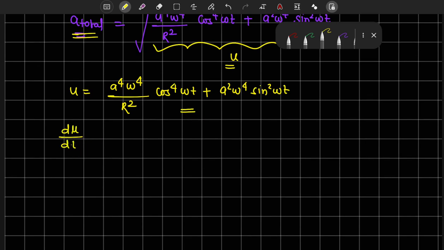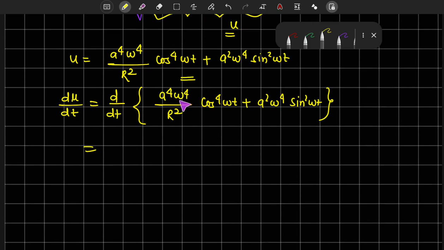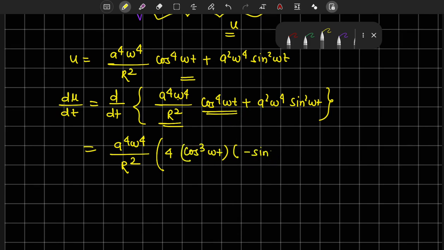Then we can write it as du upon dt, that is equal to d by dt of a to the power 4 omega to the power 4 whole divided by r square cos to the power 4 omega t plus a square omega to the power 4 sine square omega t. As a to the power 4 omega to the power 4 by r square is constant, we can take it outside, and the differentiation of cos to the power 4 omega t we can write it as 4 into cos cube omega t. Differentiation of cos omega t is minus sine omega t, and the differentiation of omega t is omega.